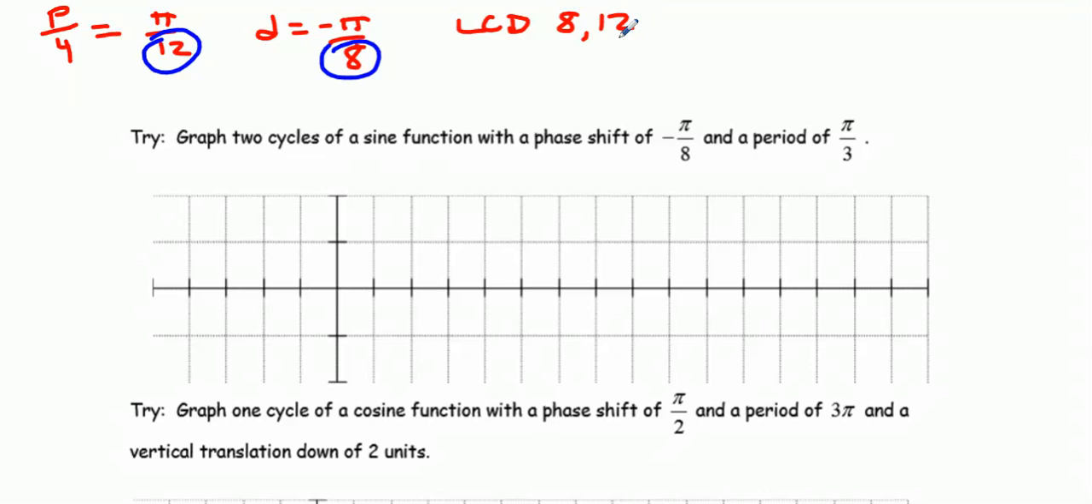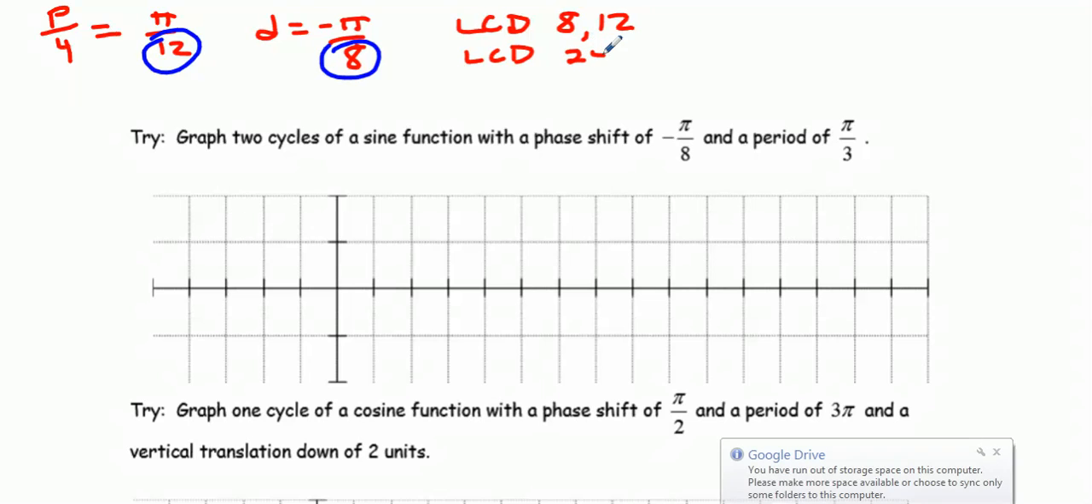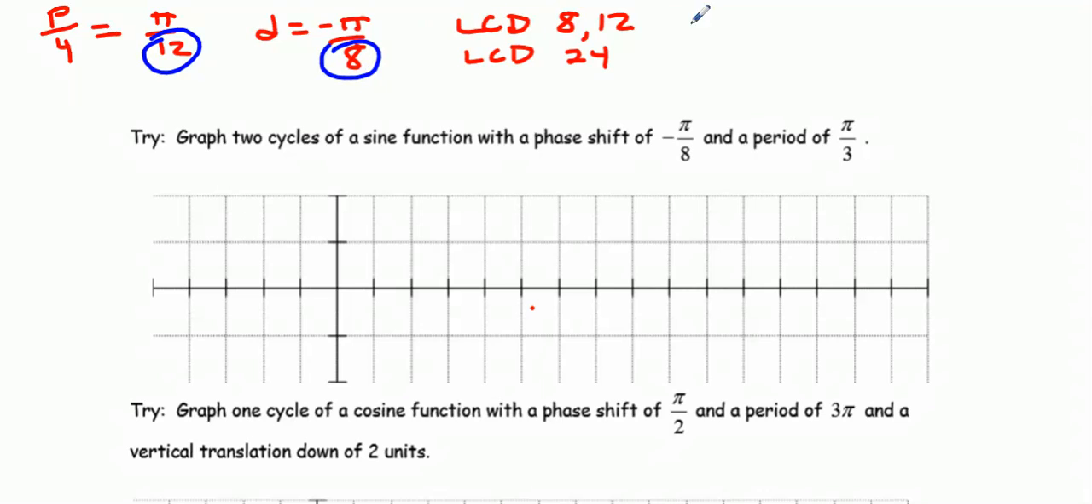Well, it's not 12 this time because 8 doesn't go into 12, so I have to at least double the 12, and when I do that, I see that, yeah, that gets me the 24 that I need because 8 goes into 24. So my lowest common denominator is 24. When the lowest common denominator is 24, you're going to write your increments as pi by 24. So each one of these is going to go up by pi by 24.